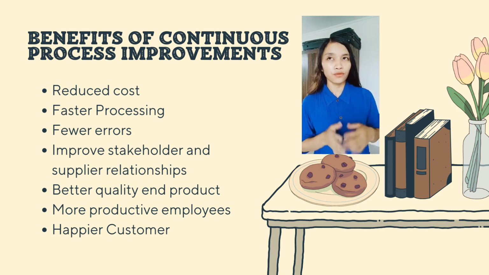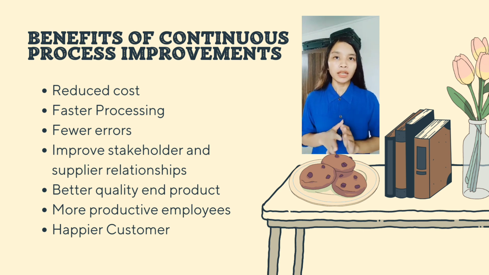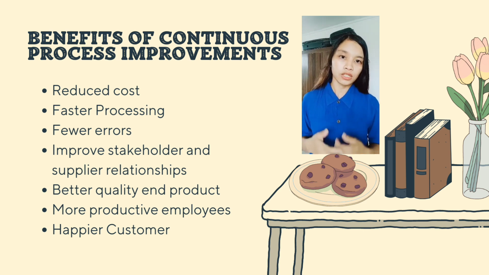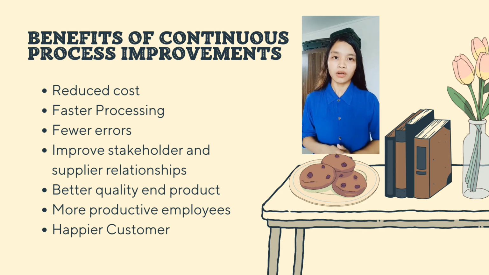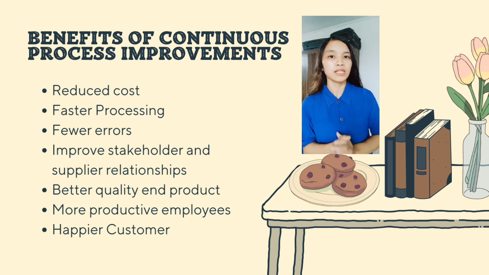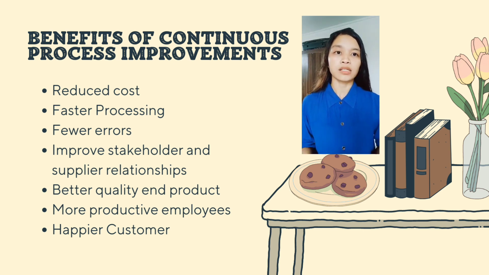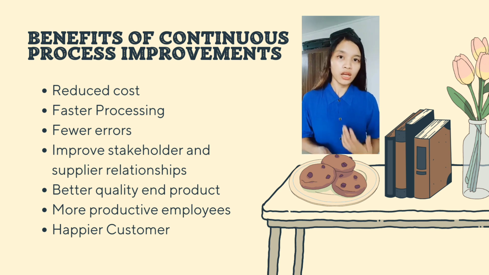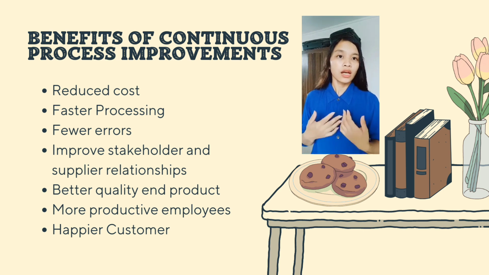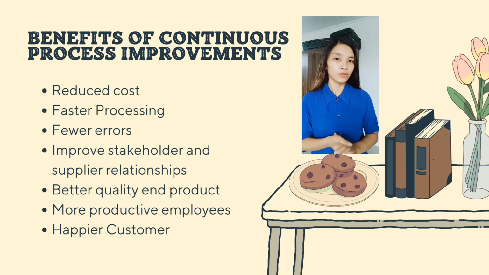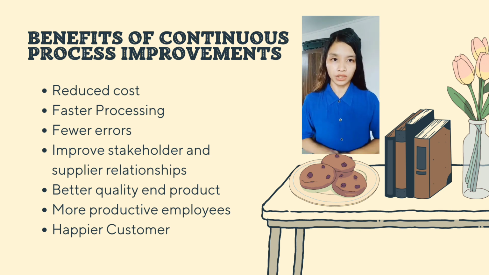Number three is fewer errors. By identifying and addressing errors in processes, CPI can help organizations reduce errors and improve quality. Just like a healthcare organization that implements CPI identifies a process that was causing medication errors and implements a new process that reduces the risk of errors. Number four is improved stakeholder and supplier relationships.